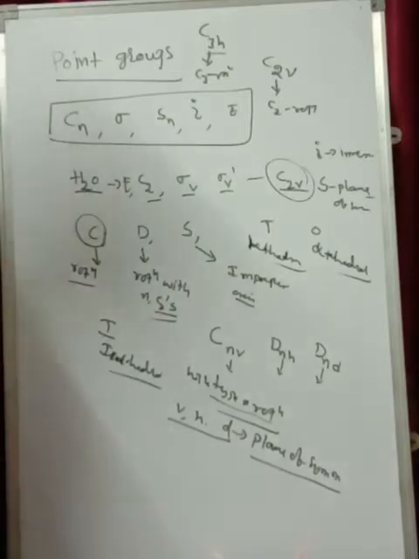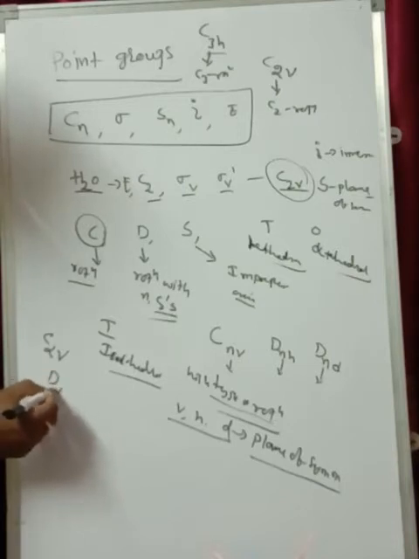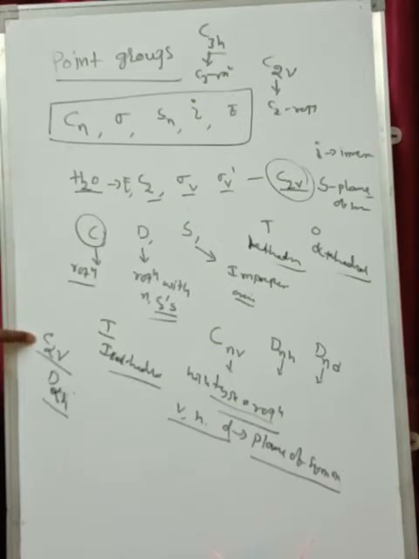There are also some point groups that we represent with C infinity V and D infinity H. These are all the point groups. In general, C infinity V is used for linear molecules without a center of inversion, and D infinity H is used for linear molecules with a center of inversion. So this is a brief introduction regarding the point groups.